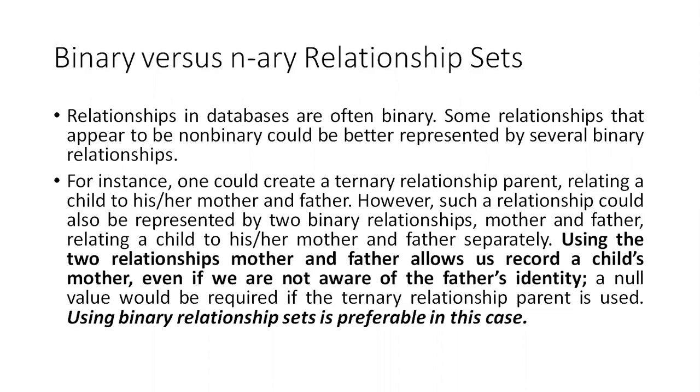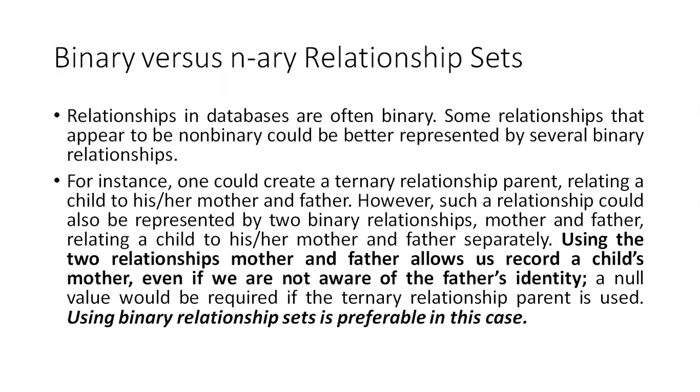Using the two relationships, mother and father, allows us to record a child's mother, even if we are not aware of the father's identity. I have made it intentionally bold. Using the two relationships, mother and father, allows us to record a child's mother, even if we are not aware of the father's identity. A null value would be required if the ternary relationship parent is used. So instead of using a null value, it is better to use two different binary relationship sets. Using binary relationship sets is always preferable in this case. I hope you got this.